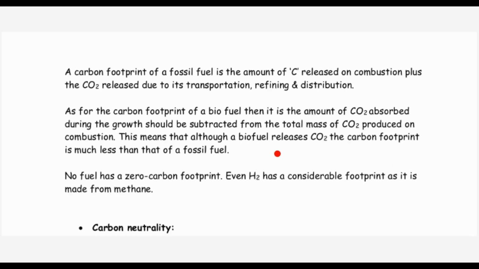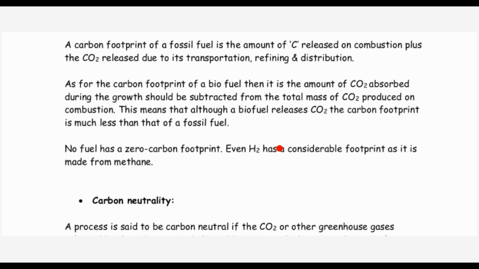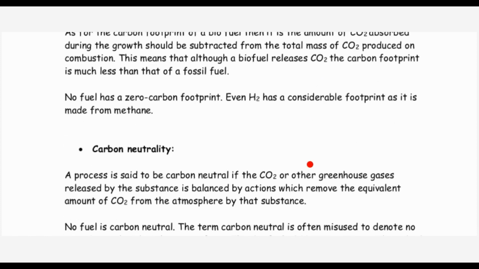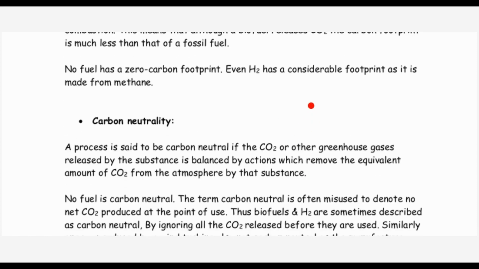As for the carbon footprint of a biofuel, the amount of carbon dioxide absorbed during the growth should be subtracted from the total mass of carbon dioxide produced on the combustion. This means that although a biofuel releases carbon dioxide, the carbon footprint is much less than a fossil fuel. No fuel has a zero carbon footprint. Even hydrogen has a considerable footprint as it is made from methane.